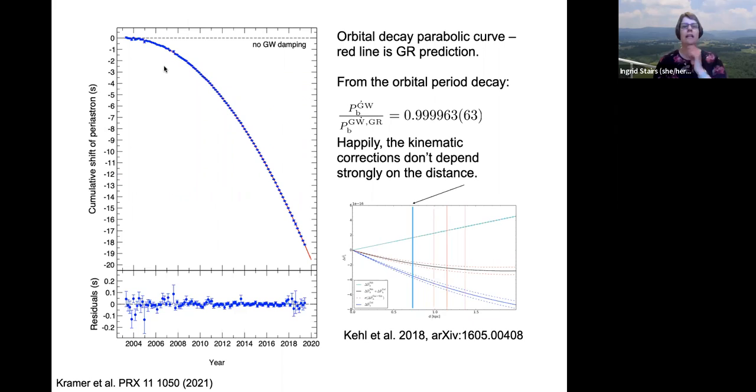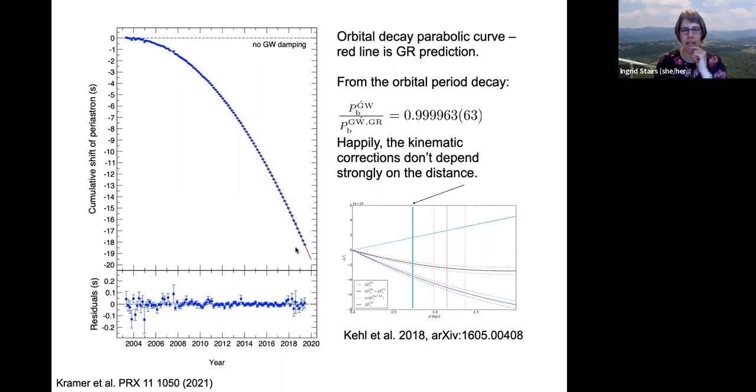This plot here is what everybody likes to see, right? This is the decay of the orbit over time. This is the kind of plot that was made famous by the Hulse-Taylor pulsar, of course. So what this is showing is the shift of periastron, so how much earlier periastron is happening over time based on the decay of the orbit due to the emission of gravitational radiation. So if you have no emission of gravitational waves, then you would expect that to have no shift whatsoever.